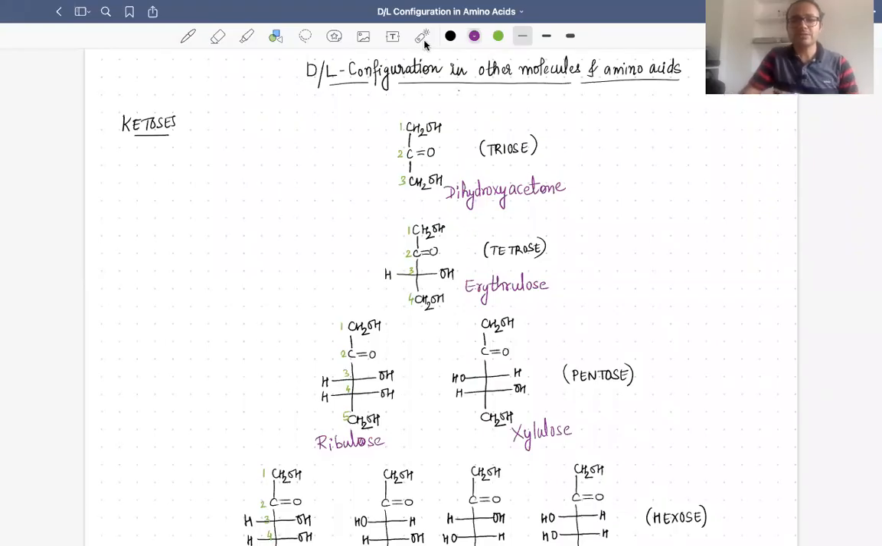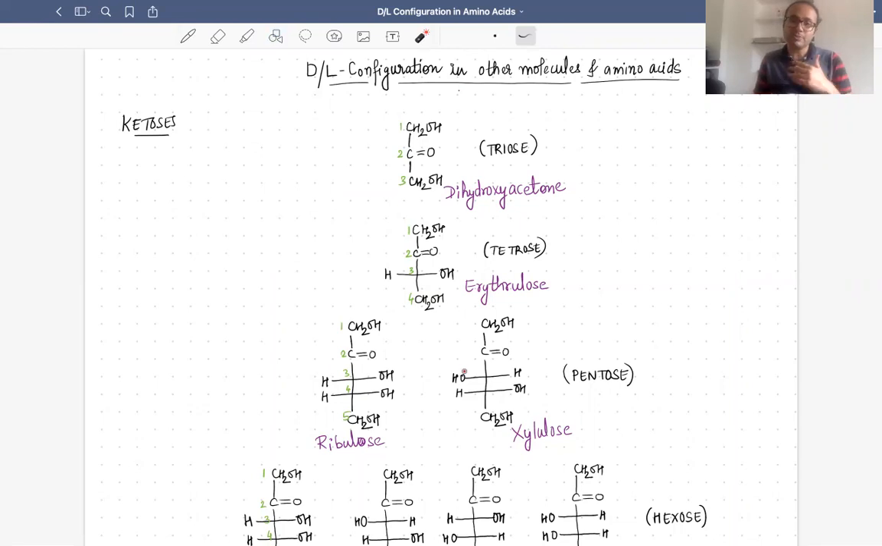Hello everyone. So today let us look into one more aspect about the DL system of nomenclature. In the previous video I talked about how the DL system is currently used to structurally correlate the various molecules, the monosaccharides or the amino acids, with the corresponding glyceraldehyde molecule. So there is a structural correlation is what we are doing presently for the DL system of nomenclature.